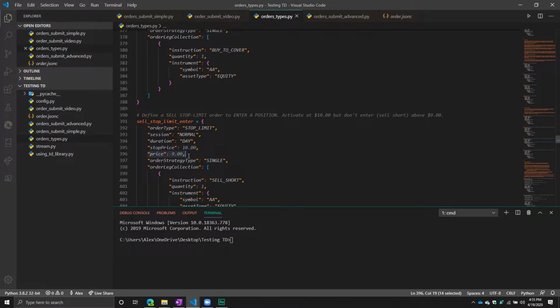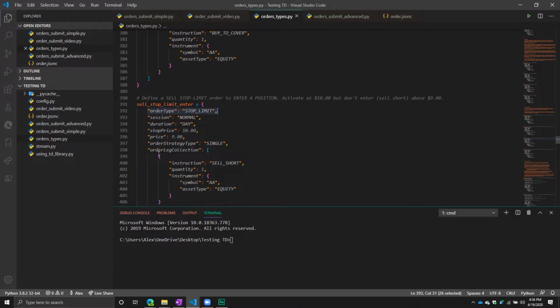But again, maybe it's moving down very aggressively, and I don't want to necessarily be in that stock if it's throwing down pretty aggressively because it might retract back up. So in this situation, our stop limit, which is defined here, is going to say activate at 10, but don't buy it if it goes below 9 because it's probably going to retract back up. And in this case, we're selling short.